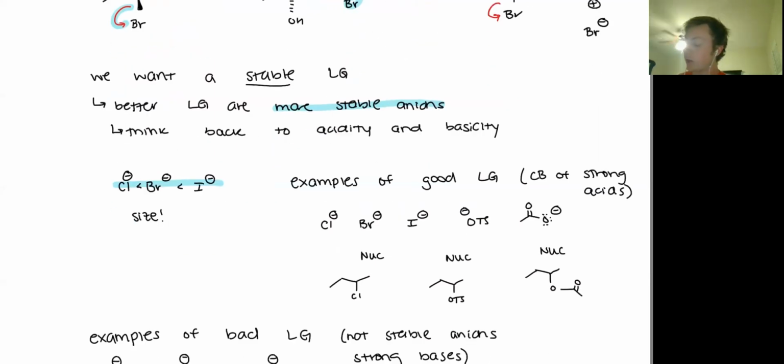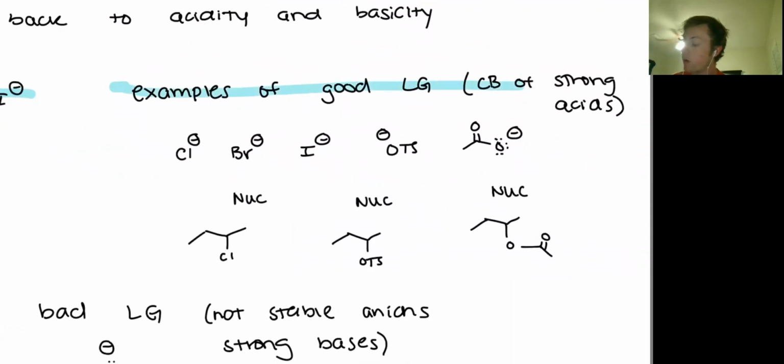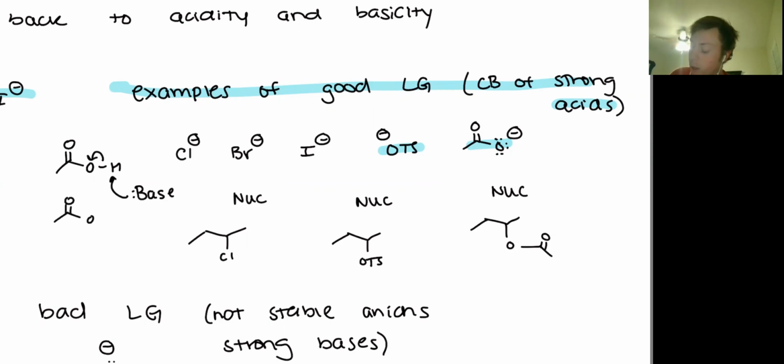Some examples of good leaving groups are as follows. We have the chlorine, bromine, iodide, and then we have the tosylate. And then we also have something like a carboxylate. As you can notice, each of these is a conjugate base of a strong acid, because remember, with a strong acid, when it gets deprotonated, it's stable in its anionic form. And that's exactly what we want.